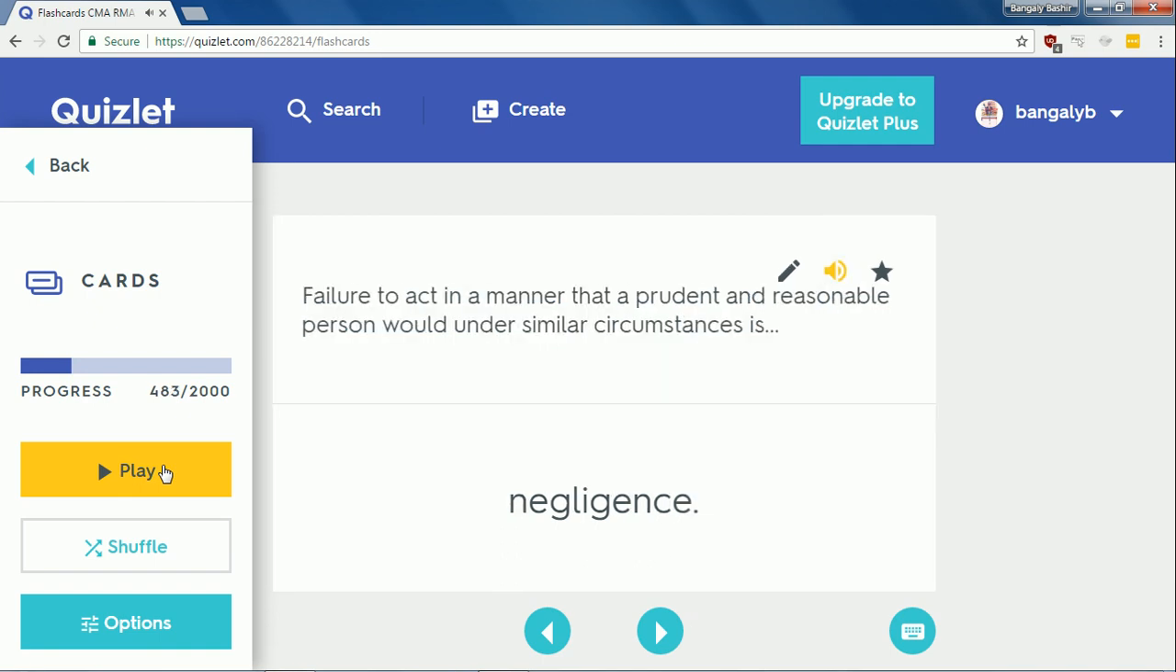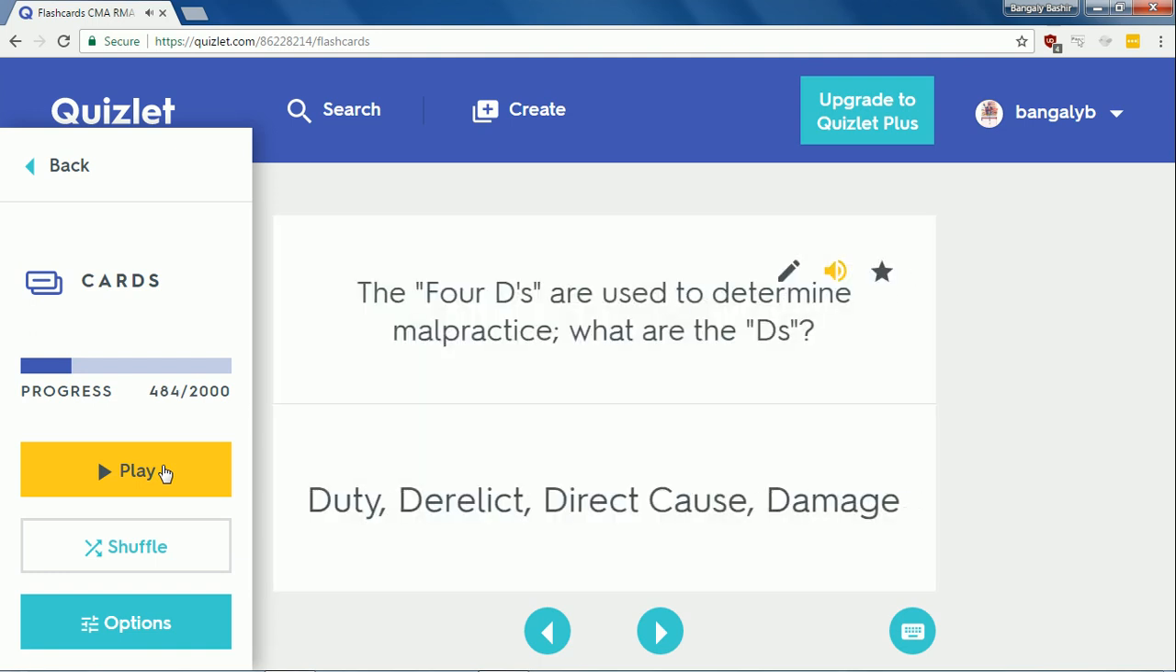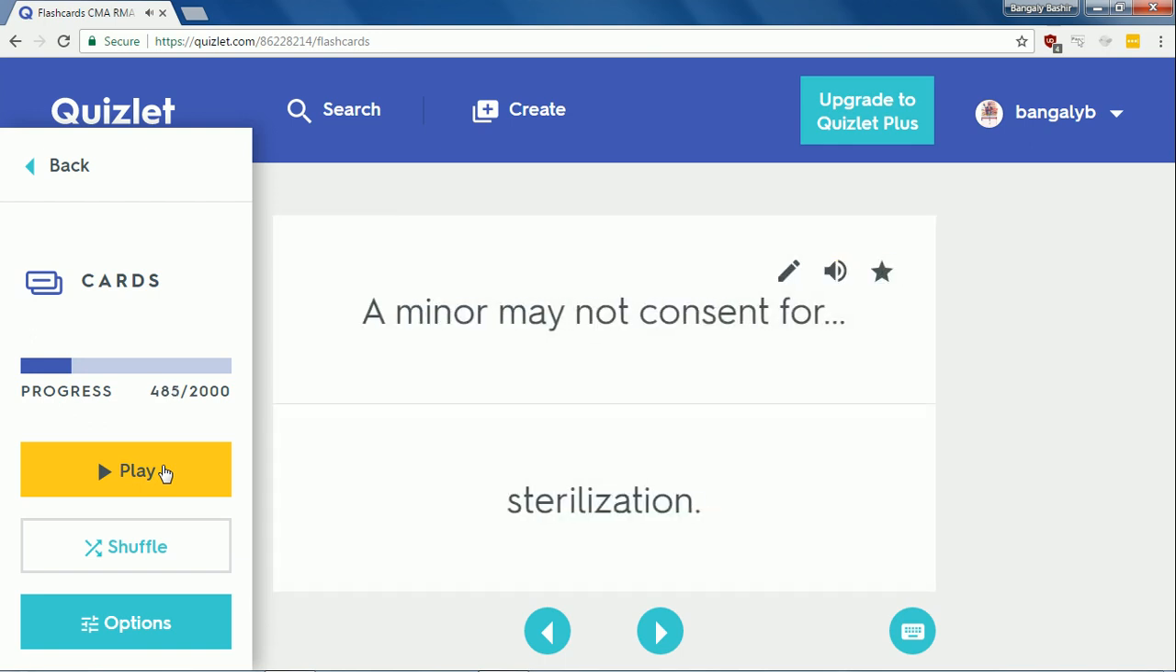Failure to act in a manner that a prudent and reasonable person would under similar circumstances is negligence. The four D's are used to determine malpractice. What are the four D's? Duty, dereliction, direct cause, damage. A minor may not consent for sterilization.